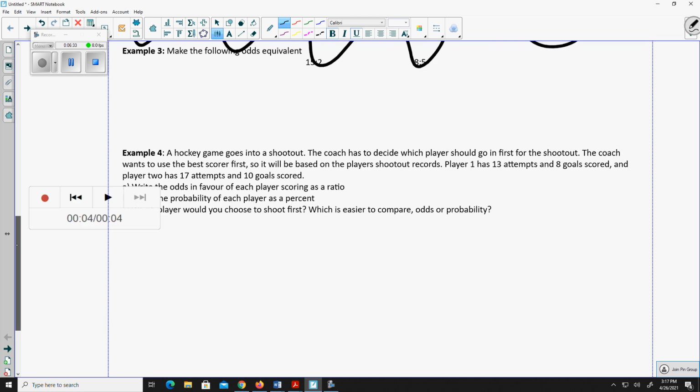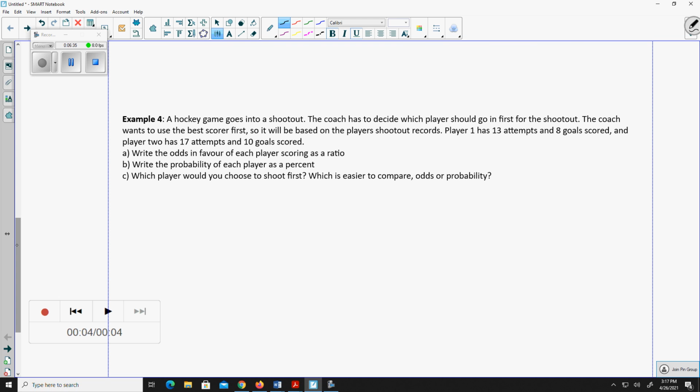Example 4. Guys, we're flying. Making such a good time. Okay, for example 4, a hockey game goes into a shootout. The coach has decided which player should go in first for the shootout. The coach wants to use the best shooter first. So clearly they're not going to pick Connor or Brody. So it'll be based on the player's shootout record.